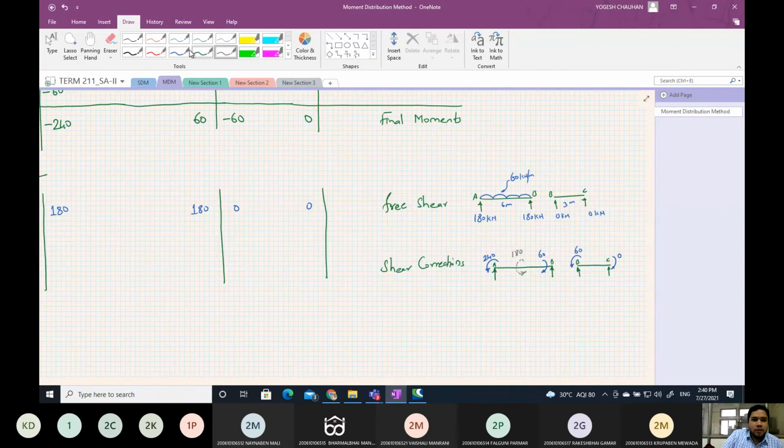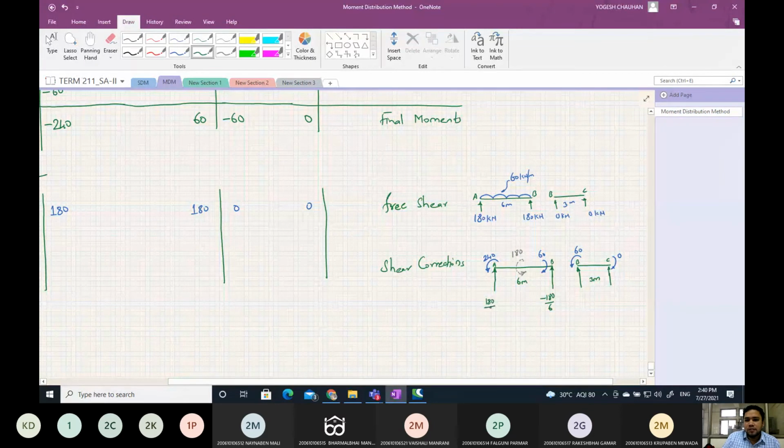The length of the member is 6 meter, this is 3 meter. So you can find the reactions. This beam is acted upon by anticlockwise moment of 180 kNm. So the reactions will form a clockwise couple. So this will be downward, this will be upward. So this will be -180/6 and this will be 180/6, means moment divided by the lever arm distance, you will get the value of the couple. So this will be -30 and this will be 30.